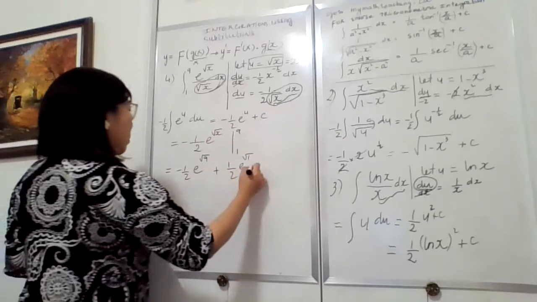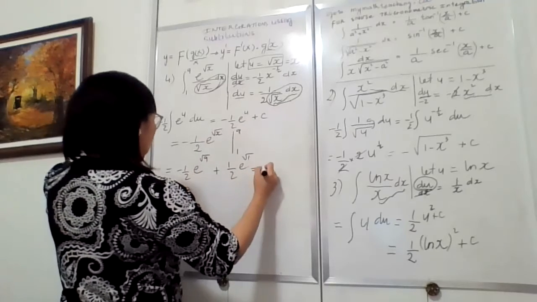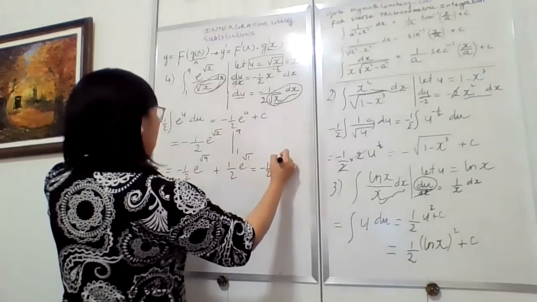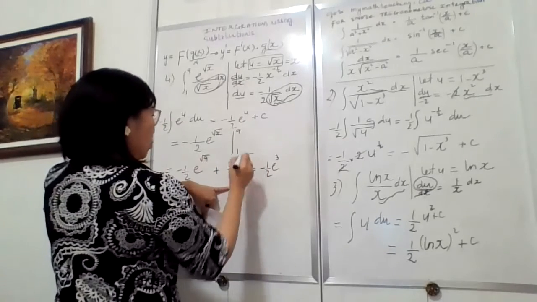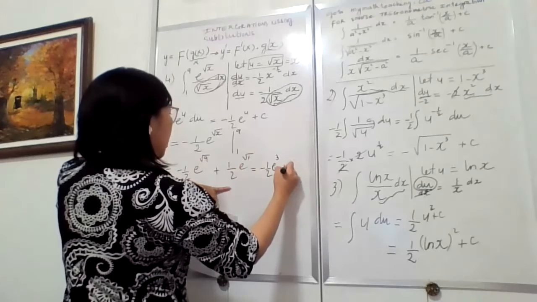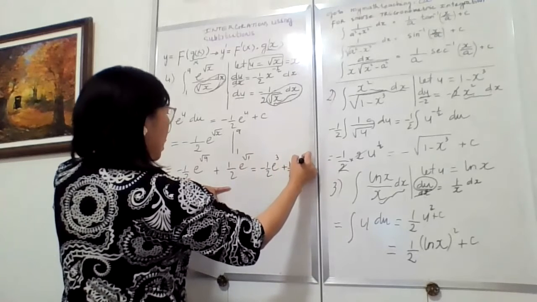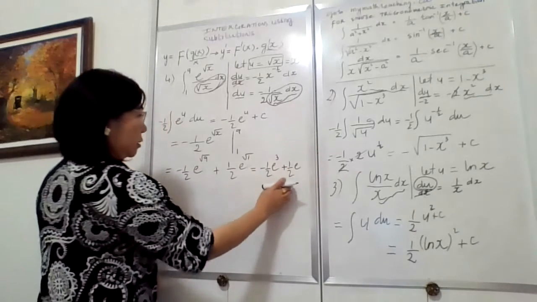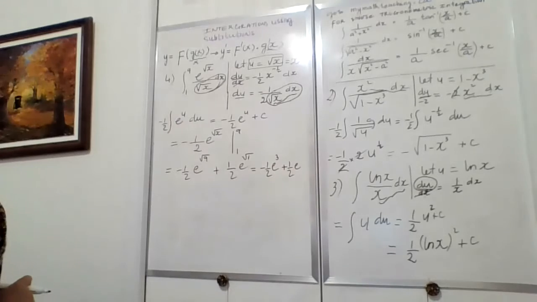And this will become minus 1/2 e to the 3, because square root 9 is 3, and square root 1 is just 1, and plus 1/2 e, square root of 1 is just 1, and I don't have to write 1. So that is our answer for this question 4.